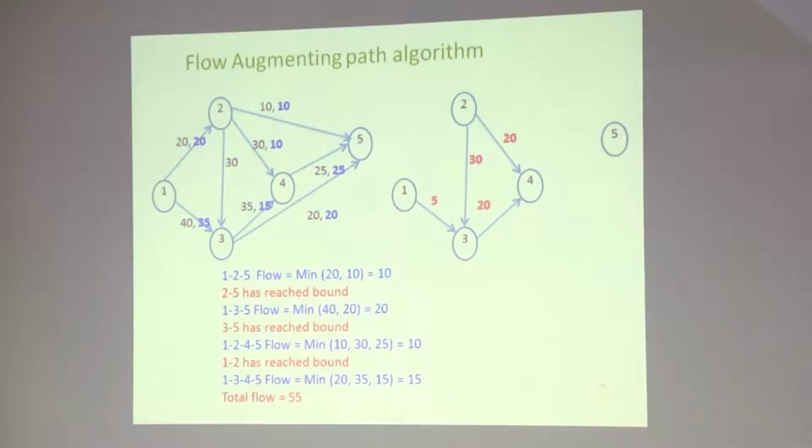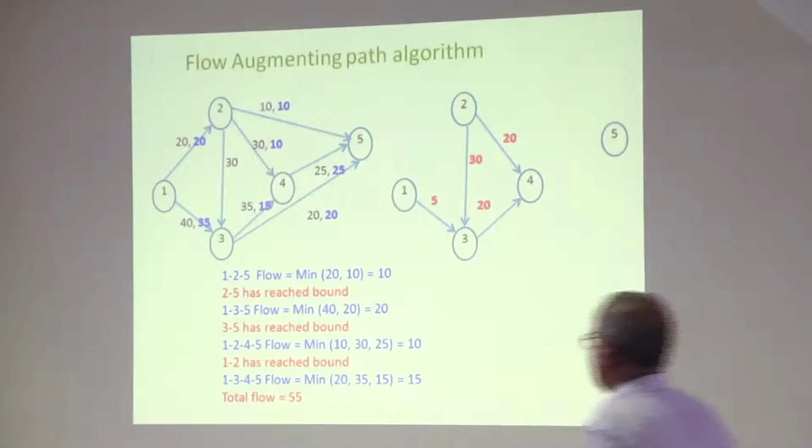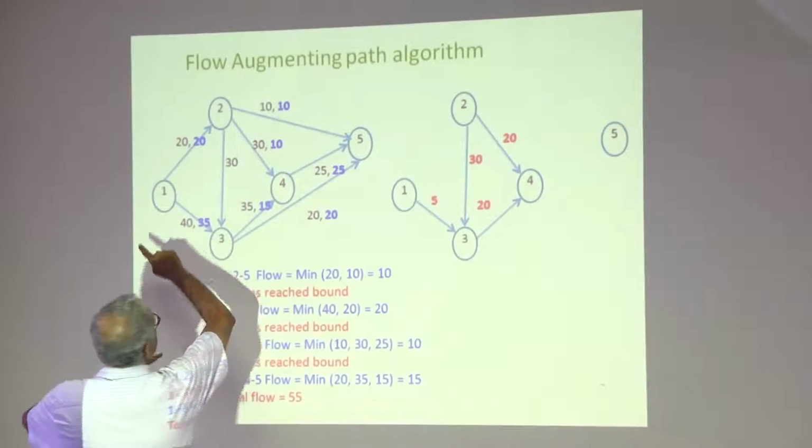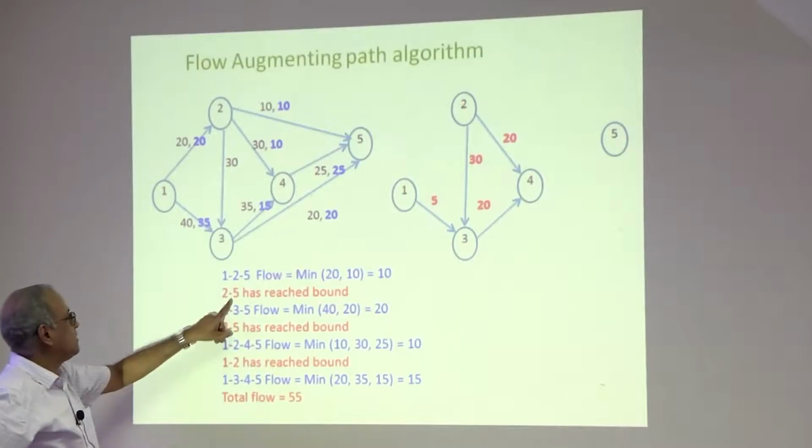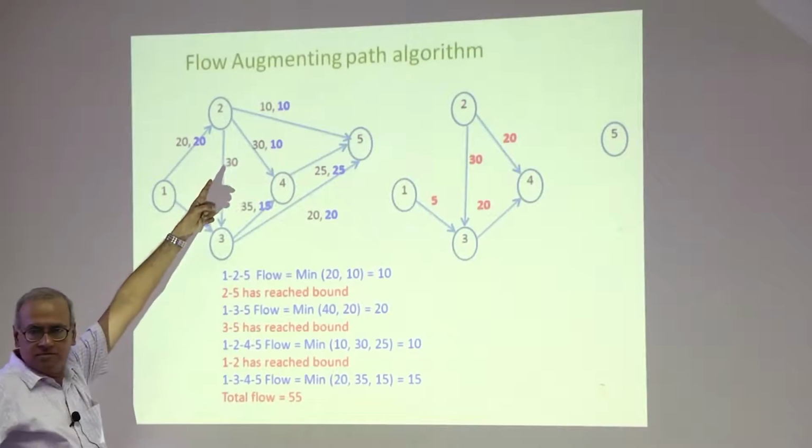Now let us do something else. Let us do the flow augmenting path algorithm slightly differently. First time I chose the paths in a certain order. That's why I started with 1, 2, 3, 4, 5. Now I am going to choose the paths in a different order. Now this is the order. So first I do 1, 2, 5. So flow is 10. 2, 5 has reached the bound.